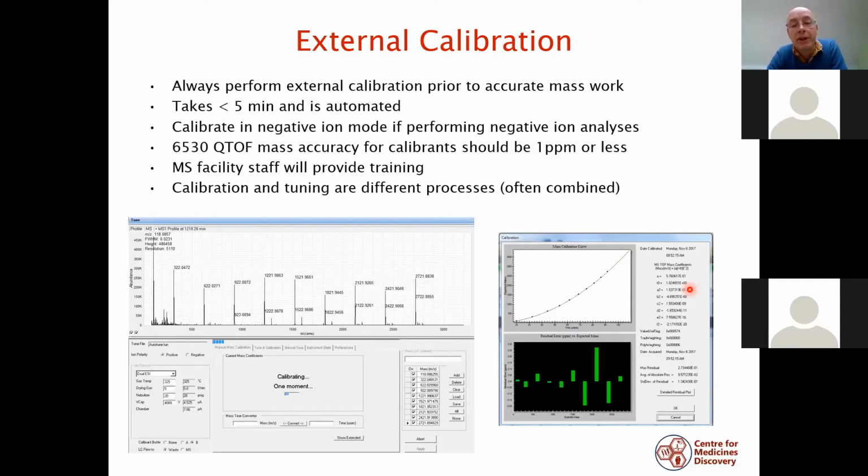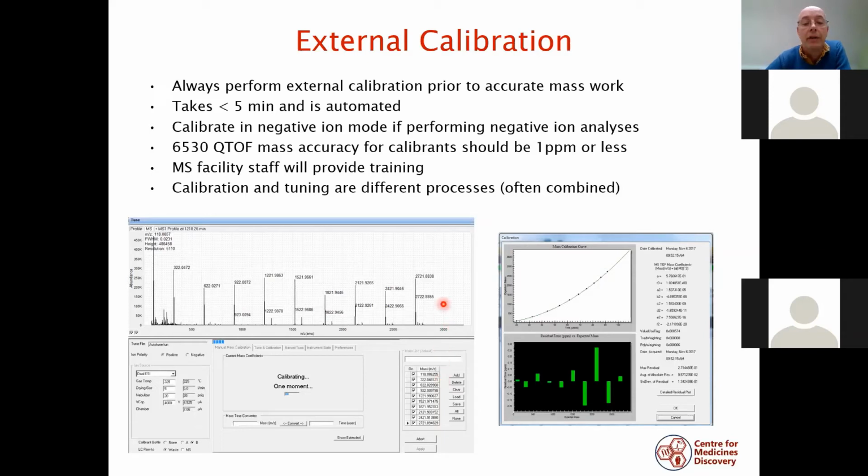I would just say calibration and tuning, they are different processes. So calibration is basically making sure that the instrument is matching the measured masses to its internal list of calibrants, which is here. Tuning is slightly different. Tuning is basically optimizing the transmission of ions through the mass spectrometer in order to get the highest sensitivity and the sharpest resolution. In practice, you need high sensitivity and highest resolution in order to get the optimal calibration. So very often these two processes are combined.